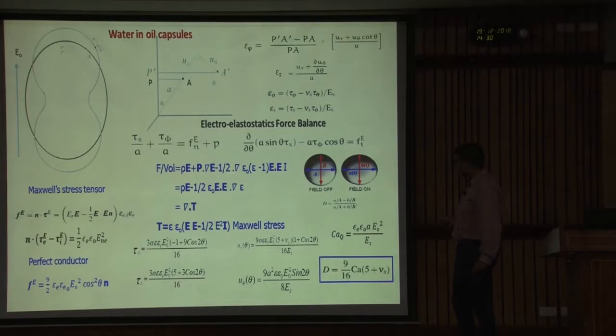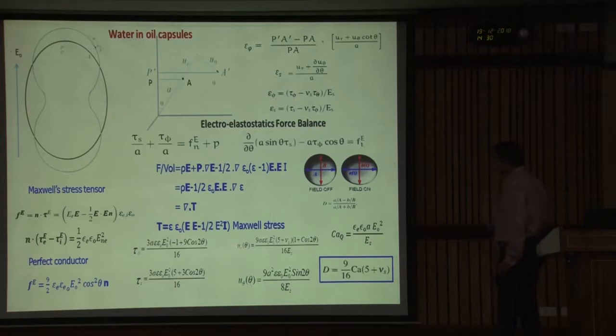So the net force per unit volume, the electric force per unit volume, can be conveniently expressed as a divergence of a tensor which is called the Maxwell stress tensor, okay. So if you do this analysis, let me just go through further.